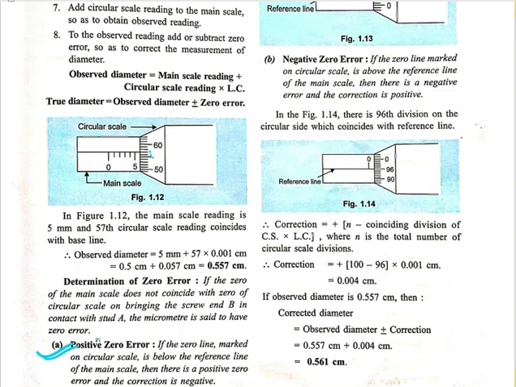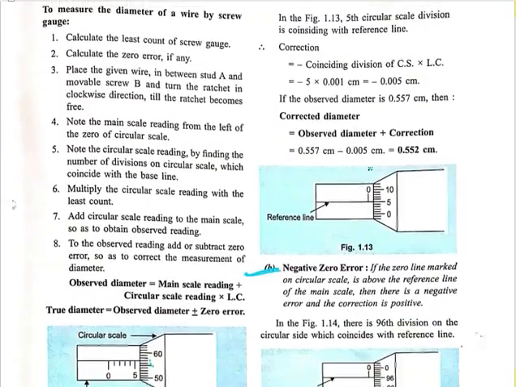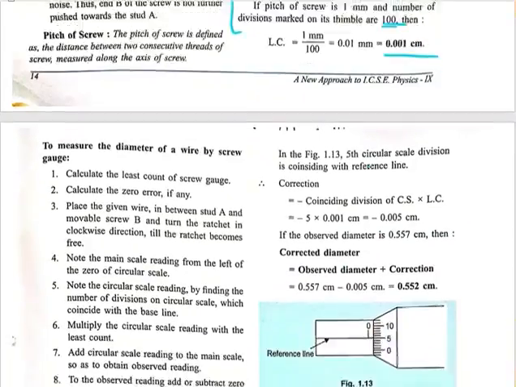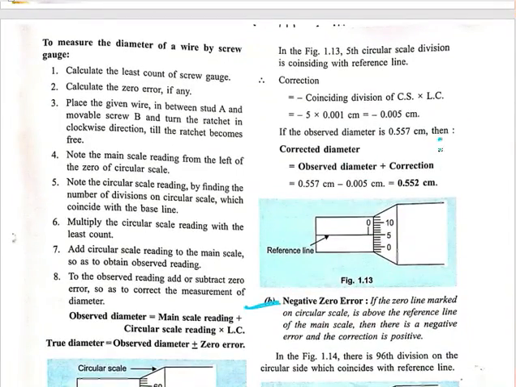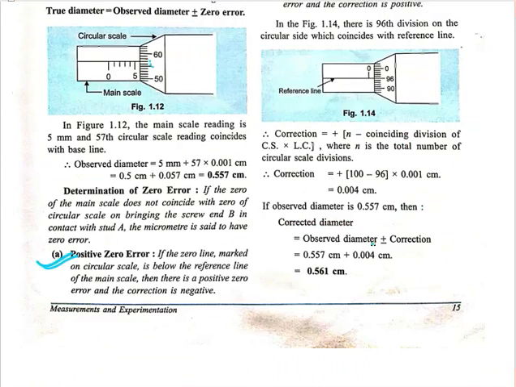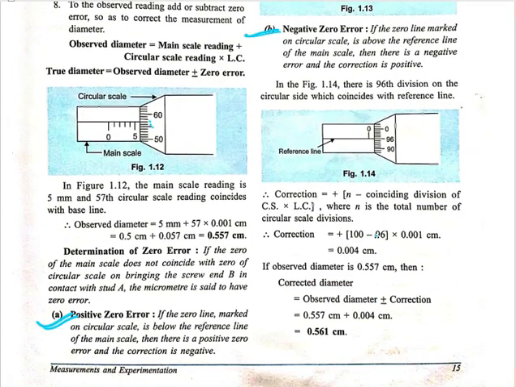Okay. So negative zero error. Similarly, there are some formulas related to this. That is your corrected diameter. You have to remember this corrected diameter formula for positive zero error, and similarly we have our negative zero error, and the formula will be this one. You can match this formula with the vernier calipers.